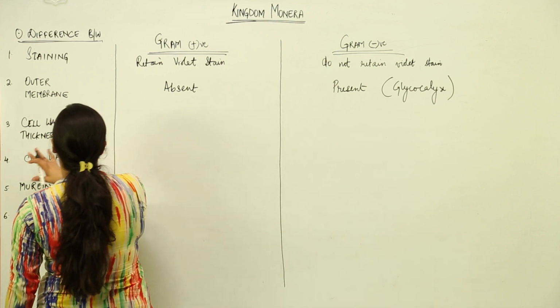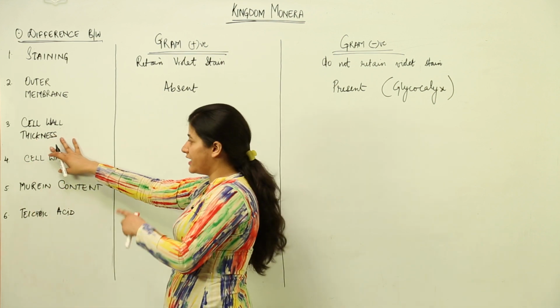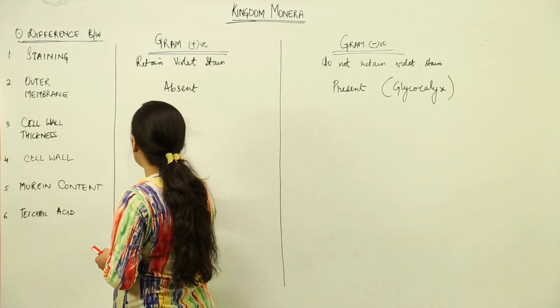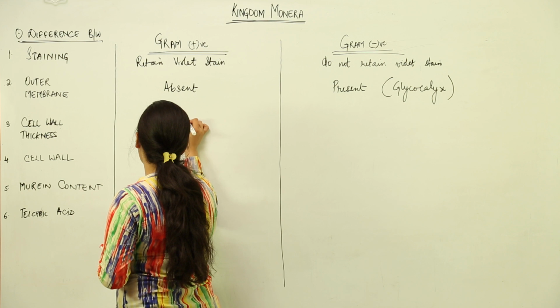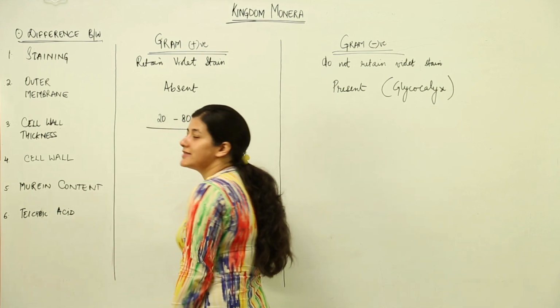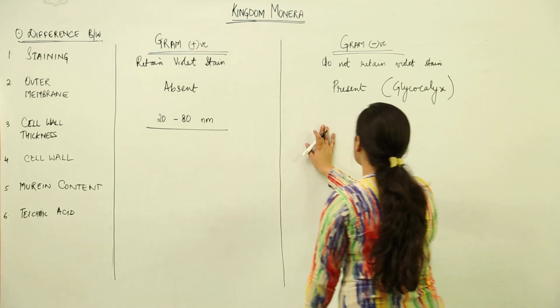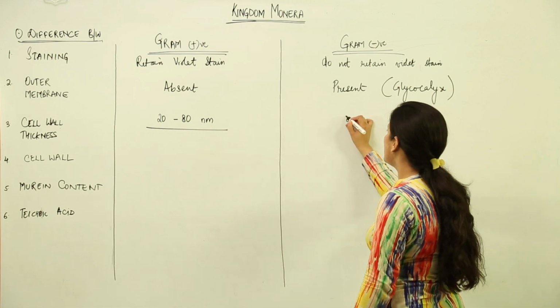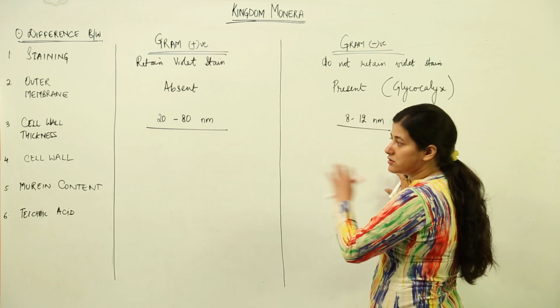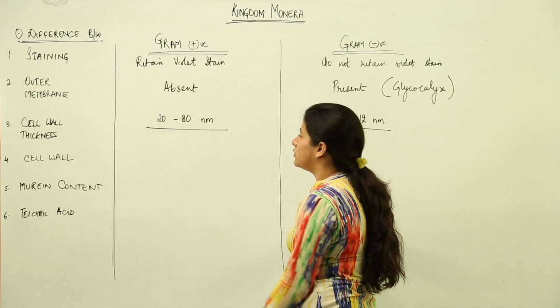Then we come up to cell wall thickness. The next point of difference is which one is having a thicker cell wall. Certainly it is the gram positive bacteria, which has around 20 to 80 nanometer thick cell wall. Gram negative bacteria have a thinner cell wall, but it has layers, and the cell wall thickness varies from 8 to 12 nanometer. See the difference. There is a lot of difference between their cell wall thickness.